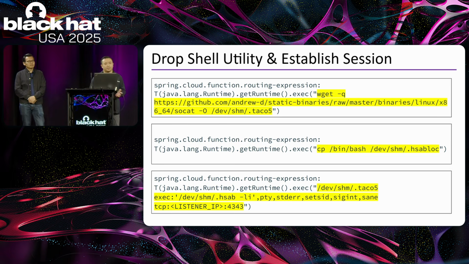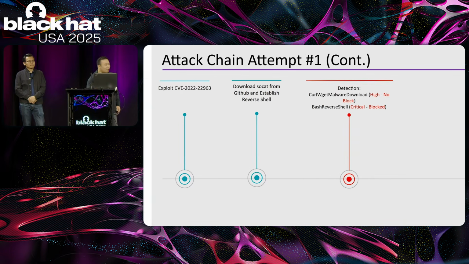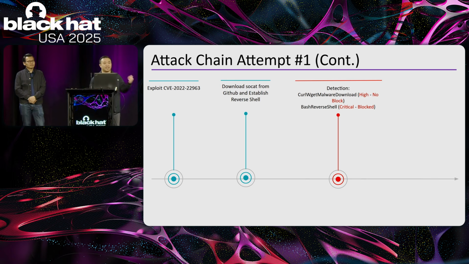So I tested this masquerading principle by renaming and relocating the tools to execute the reverse shell mechanism separately, and Falcon didn't alert on it. However, when I tested this step as part of the attack chain, Falcon actually generated two alerts. The first one is a high-severity wget malware download alert, no block, which means that Falcon let the execution happen. And then the second one is a critical-level bash reverse shell alert, block, meaning Falcon didn't let the execution happen. So I went back to the drawing board and did some debugging to see what really happened.